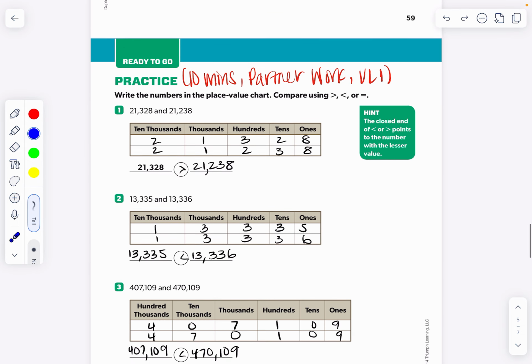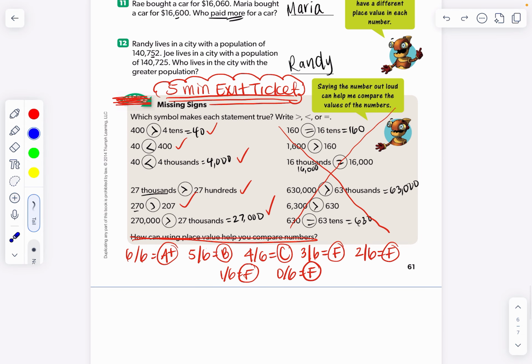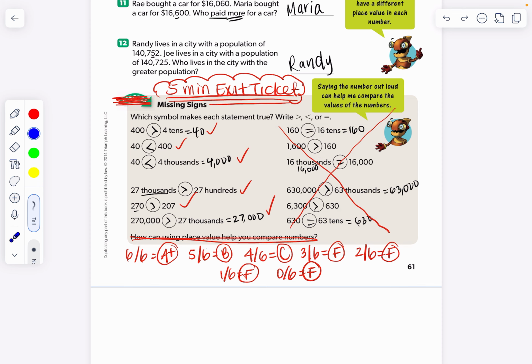Okay, then we'll launch students in about 10 minutes of partner practice. And then students will spend 5 minutes on the exit ticket. They're not going to do the right side questions. We just want to see their understanding of the 6 questions, or 1, 2, 3, 4, 5. Yep, the 6 questions on the left hand side.